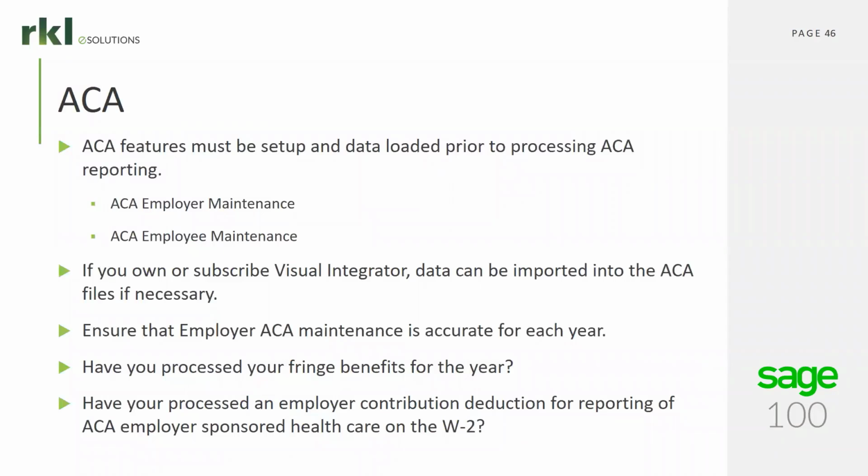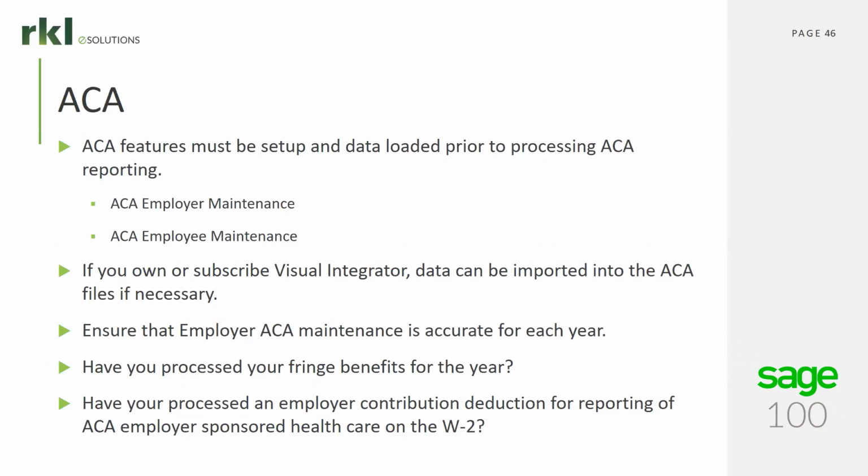In Sage 100, there are 2 tasks where you will need to set up and load the data before being able to process ACA reporting, and they are employer and employee maintenance. If you own or subscribe to Visual Integrator, which is a module on the menu that imports and exports data, then you can import the data from spreadsheets into the ACA files if you choose.